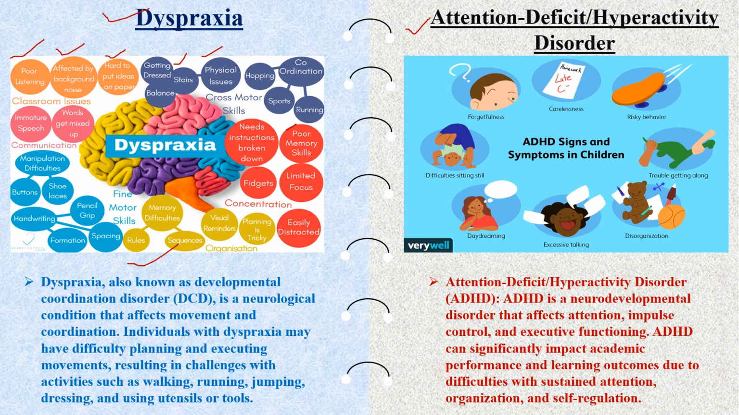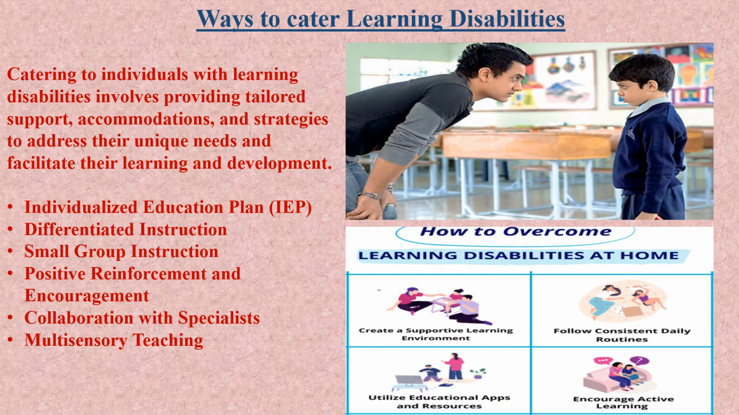So if we see the symptoms and signs of ADHD: forgetfulness, a lot of carelessness, risky behavior, trouble getting along with each other, difficulties sitting still, he will daydream about anything, excessive talking, and he will be very highly disorganized. So this was about ADHD, or attention deficit hyperactivity disorder.